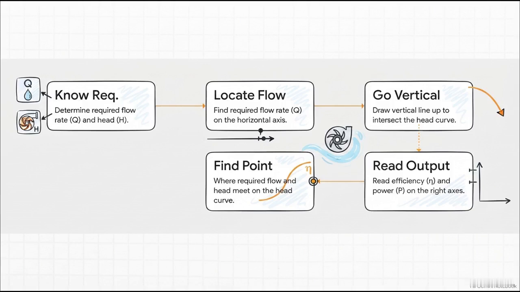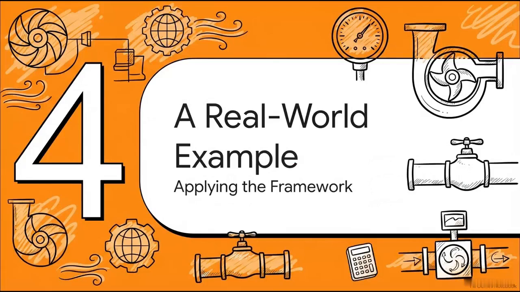Step 4, from that exact same vertical flow line, look at where it crosses your arcing efficiency curve and your rising power curve, and simply read their values on the right side axes. Step 5, that specific spot where your required flow and head meet on the head curve, that is officially your operating point.